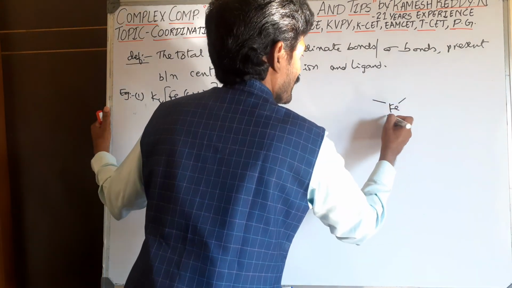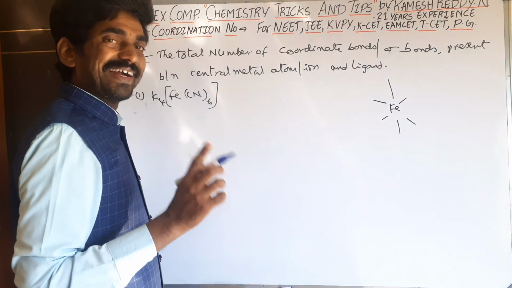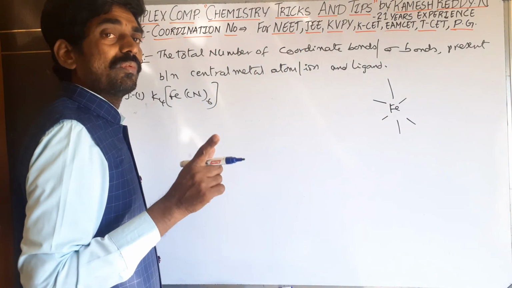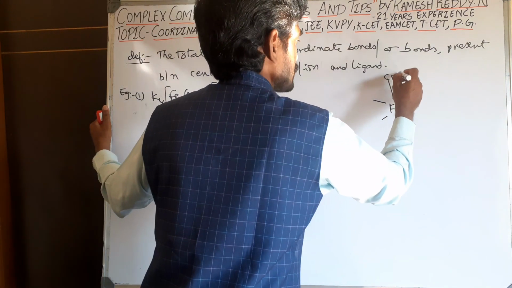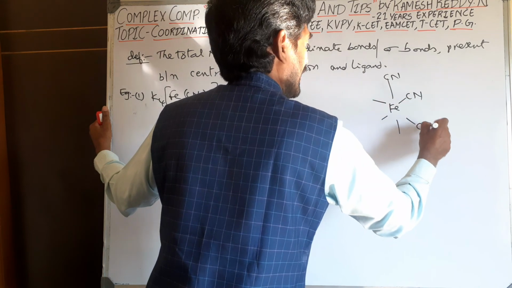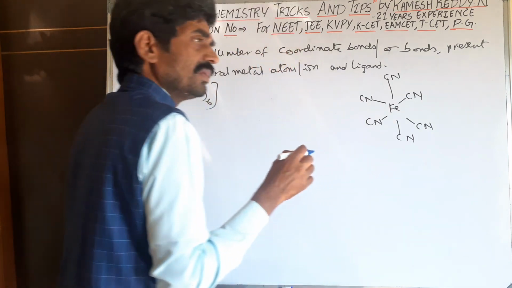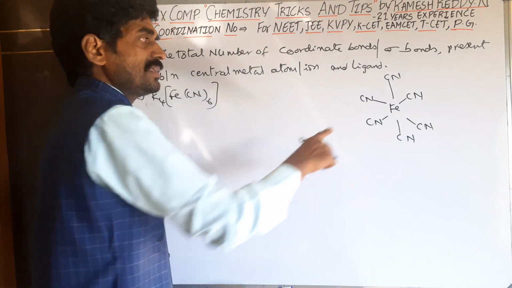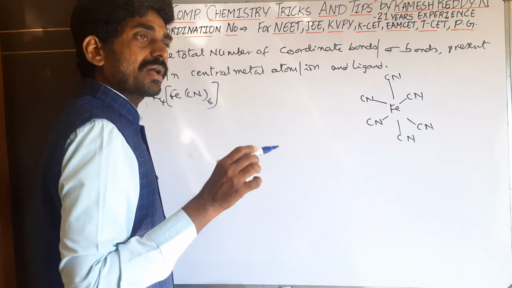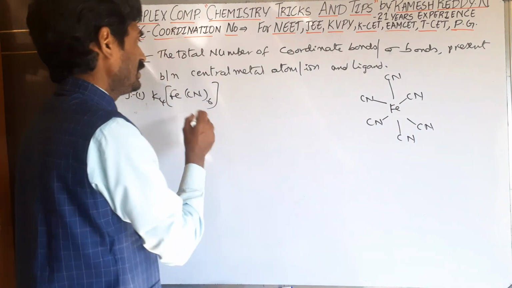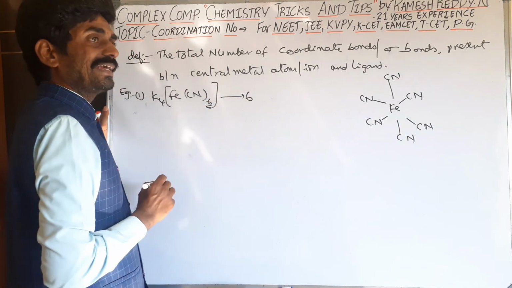You have to represent this like this. The ligands are arranged around the central metal atom in such a way as to give a particular geometrical shape to the complex. Now these 6 cyanide ions, each cyanide ion has one lone pair of electrons. Each can form one coordinate bond, so 6 cyanide ions can form 6 coordinate bonds around the central metal atom. So that's why here the coordination number is 6. It is a monodentate ligand.